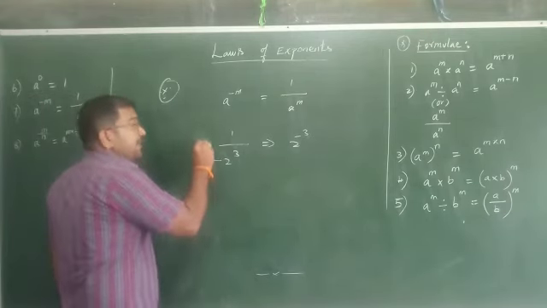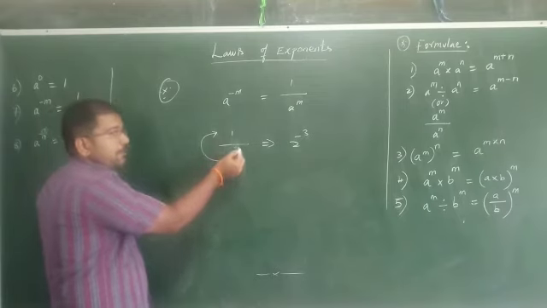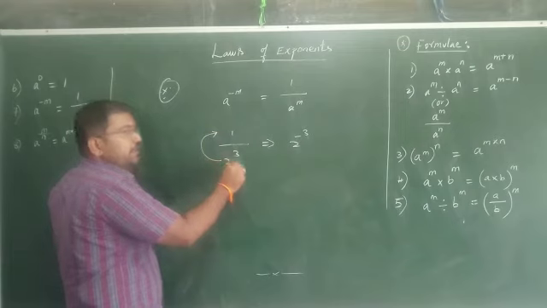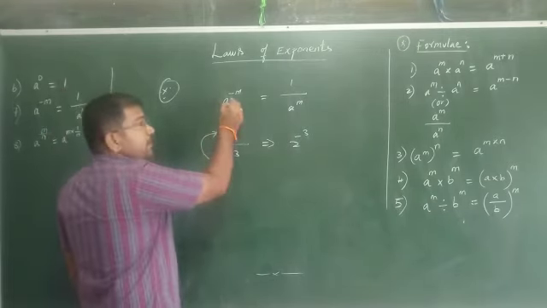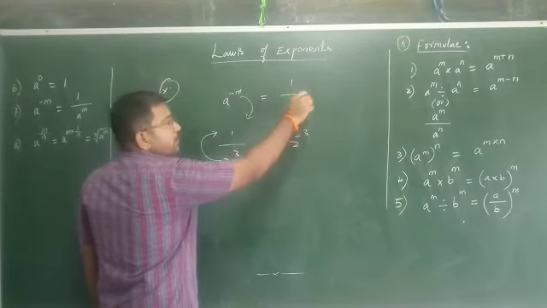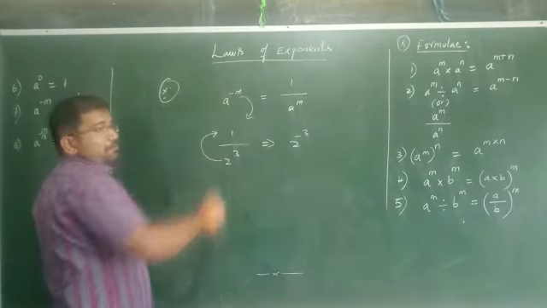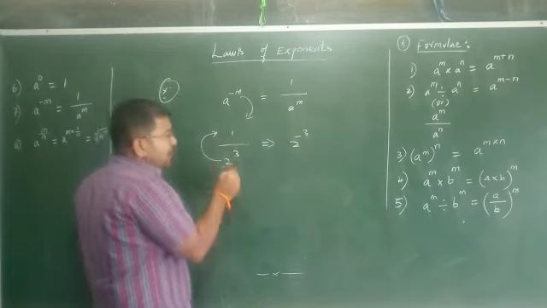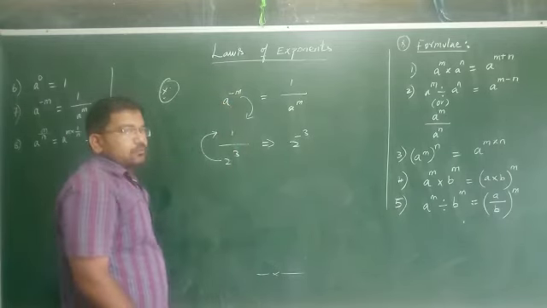And when the exponent term goes to the numerator, the plus power will become minus. Suppose a minus power is there, when we are taking it to the denominator, it will be plus. Understood? It is in the numerator, it is a negative term. When we are taking it to the denominator, it will become plus, a positive exponent. Suppose it is a positive term, we are taking it to the numerator, it will be negative. Understood?